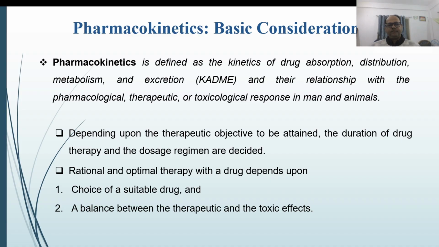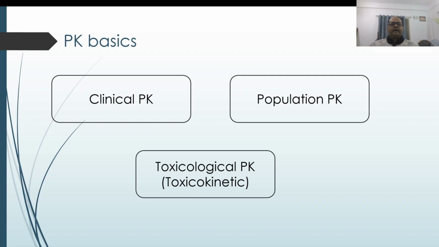Depending upon the therapeutic objective to be attained, the duration of drug therapy and the dosage regimen are decided. And rational and optimal therapy with a drug depends upon the choice of a suitable drug and a balance between the therapeutic and toxic effects. So both are important, and for this we are going to discuss pharmacokinetic principles. So how is it balancing the therapeutic and toxic effect? Pharmacokinetics is usually expressed as PK.